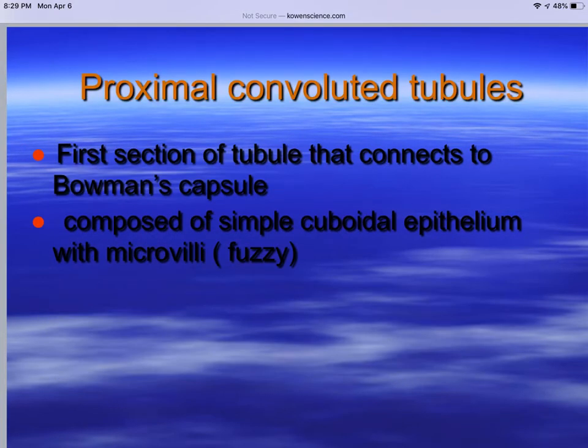The proximal convoluted tubules, abbreviated PCT, are the tubules that are attached to the glomerular capsule. So this is the first passageway that the waste would pass through. Now if we look at a cross section of this under the microscope, it would look like simple cuboidal epithelium. However, if we look at the center area, and if you think of the simple cuboidal epithelium as being like a donut, the very center layer would be fuzzy. And it's fuzzy because it has lots of microvilli, and it has the microvilli to reabsorb anything that the body can use.